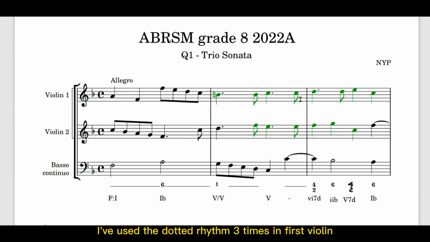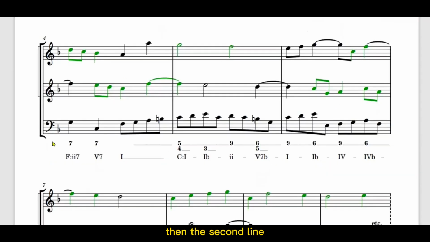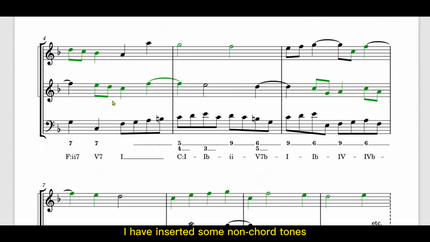I've used the dotted rhythm 3 times in first violin and imitated from second violin. Then the second line, I have inserted some non-chord tones to make the quaver movements. Imitation from first violin, use it in the second violin. And here is taken from the third bar in the second line. The minim rhythm is taken from the second violin here. That means a minim, a second time, a third time. The notes are stepwise downwards, F, E, D.